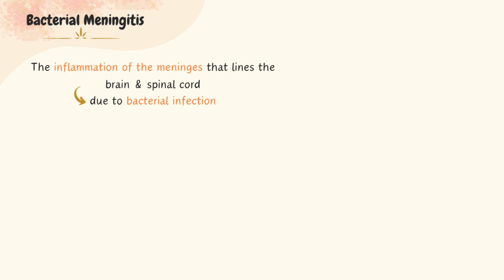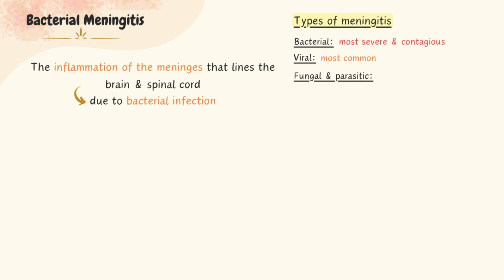Today's topic is bacterial meningitis. Meningitis is the inflammation of the meninges, which are the inner lining of the brain and spinal cord. Bacterial meningitis is inflammation of the meninges due to bacterial infection, and it is considered the most severe and contagious form of meningitis. Other types of meningitis include viral meningitis, which is the most common, fungal and parasitic are rare, and there are also non-infectious causes of meningitis, such as autoimmune disorders and cancer.